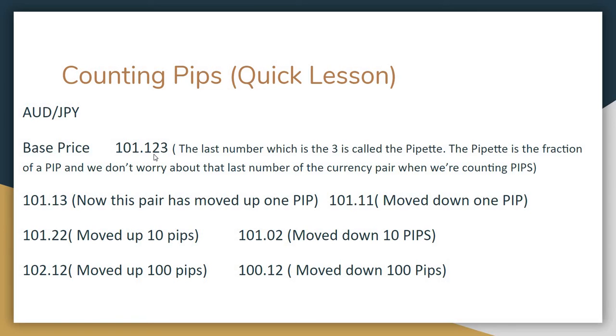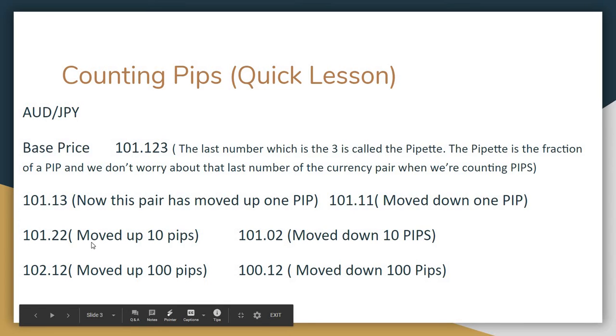Now let's count pips moving up 10 or moving down 10. If you want to count up 10 pips from this currency pair, remember, don't worry about the 3. We're worrying about these 5 numbers. We have our ones place, then our tens place right here. If we took the trade at 101.12 and we want to move up 10 pips, all we have to do is simply add 10 to these numbers. Now the price is at 101.22. This means that the price has moved up 10 pips.